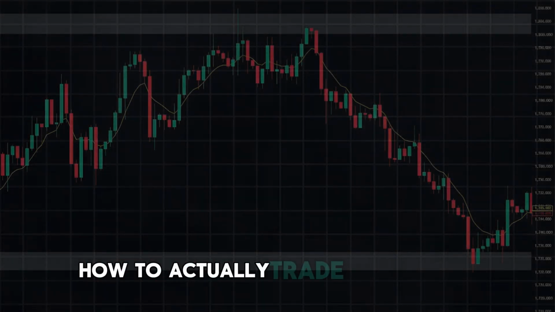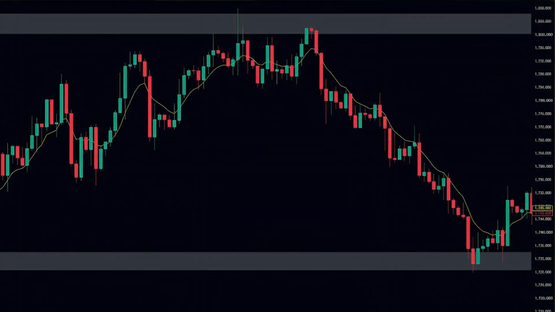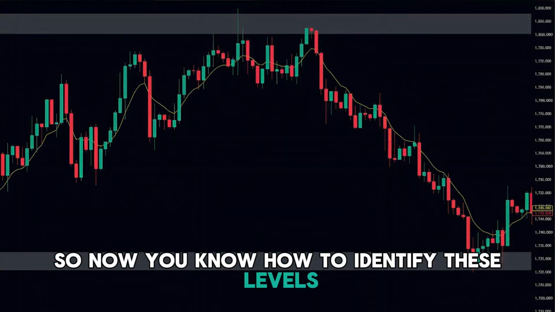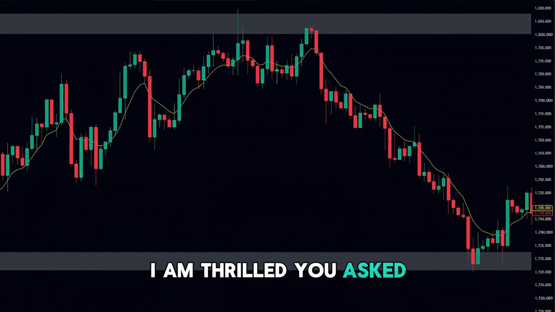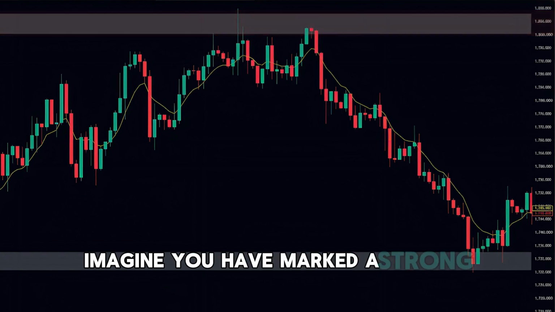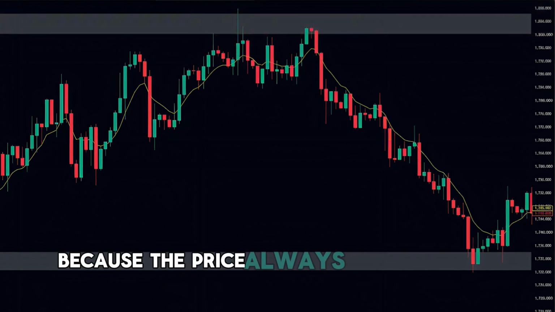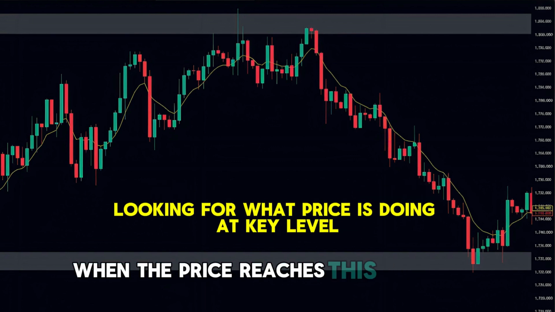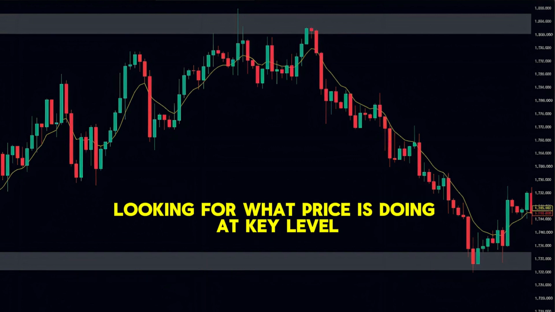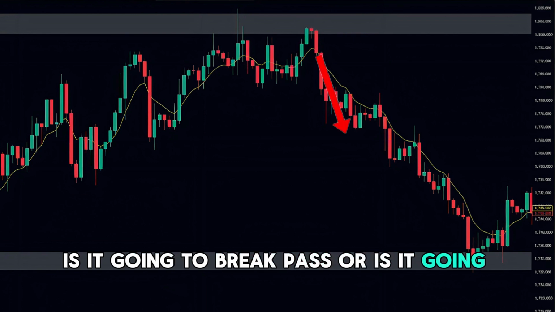How to actually trade these levels. So now you know how to identify these levels, but how do you actually trade them? I am thrilled you asked. Imagine you have marked a strong resistance area because the price always gets rejected there. The first thing you must do when the price reaches this key level is observe. Is it going to break past, or is it going to reverse?